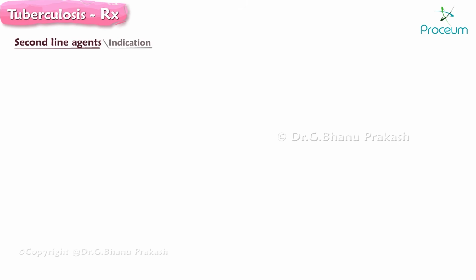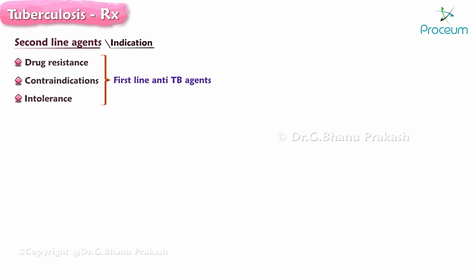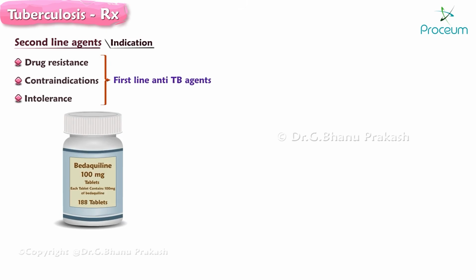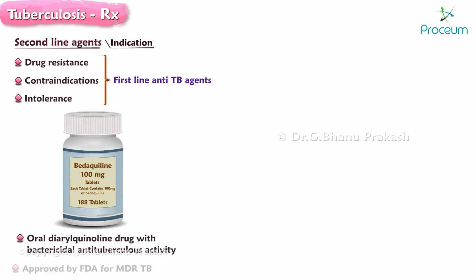Second-line agents. Evidence of drug resistance, contraindications, or intolerance to first-line anti-tuberculous agents warrants use of second-line agents. Bedaquiline. Bedaquiline is an oral diarylquinoline drug with bactericidal anti-tuberculous activity approved by the United States Food and Drug Administration in 2012 for the treatment of multi-drug-resistant tuberculosis.